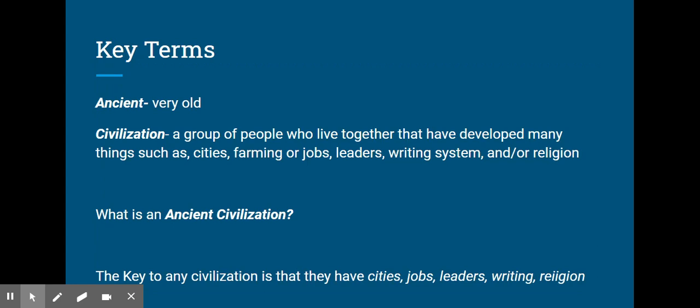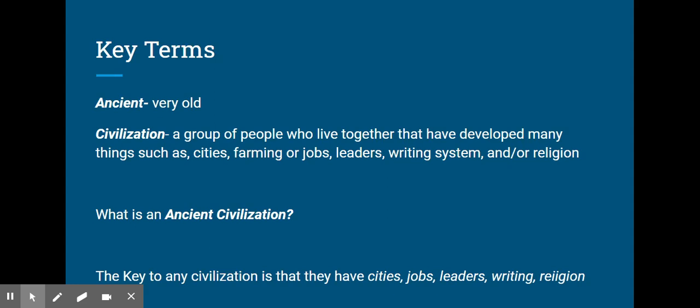Remember some key terms we talked about yesterday. We have the word ancient, which means very old. We have that word civilization, which is a group of people that are living together and developing many things. So an ancient civilization are people that lived a very long time ago that are living together and developing many things that we're still using today. We use a form of irrigation canals today, even.